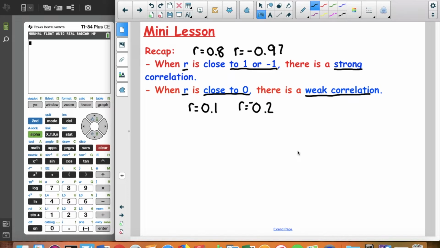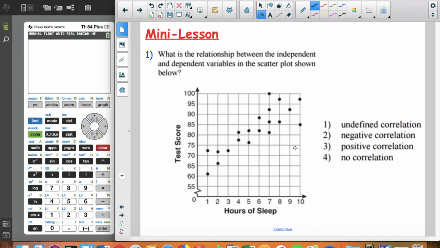Okay, so moving on. Let's look at an example. So here it says, which is the relationship between the independent and dependent variables in the scatter plot below? So here we're looking at correlation. If we look at this mess of dots, it kind of looks like it's going in an upward position. Okay, so that means it's going to be positive since it's going up.